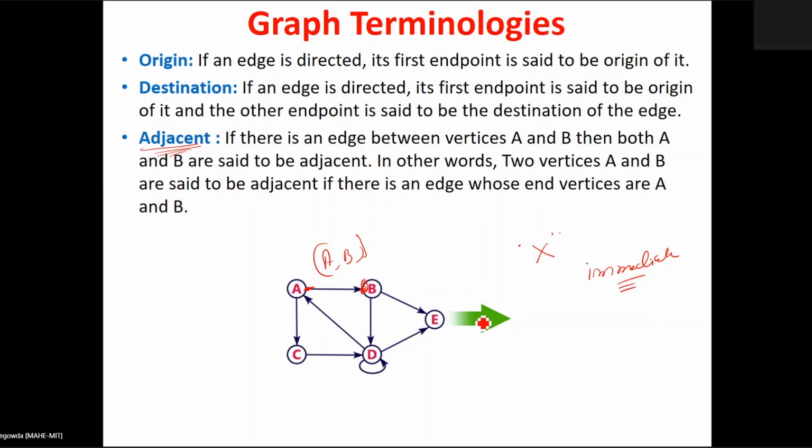Say for example, in this example, the adjacent nodes of A are nothing but B as well as C. But D cannot be taken, because since it is a directed graph, you cannot reach D directly from A. That's why the adjacent nodes of A are only B and C. Similarly, the adjacent nodes of D are D itself again because of the self loop, and also E and A. E and A are the adjacent nodes of the vertex D.